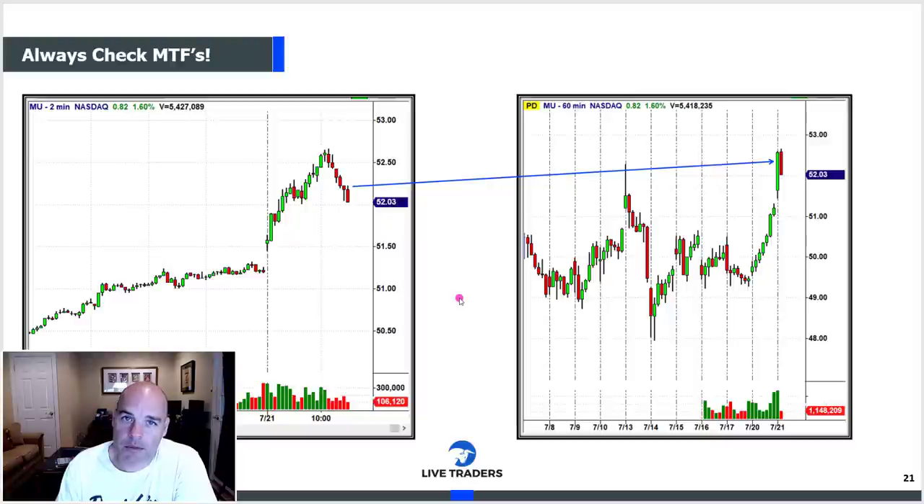Always check multiple time frames. We talk about it frequently. I've done whole entire lectures on it. Always check multiple time frames. If you trade this buy setup on MU in a vacuum, get a little three-bar play, and you're like, ooh, look at this bottoming tail, I might buy it. You're not buying it anymore.